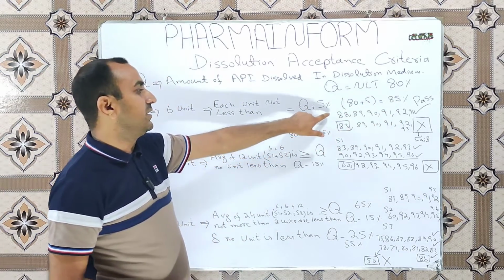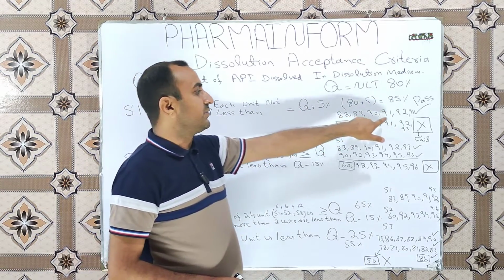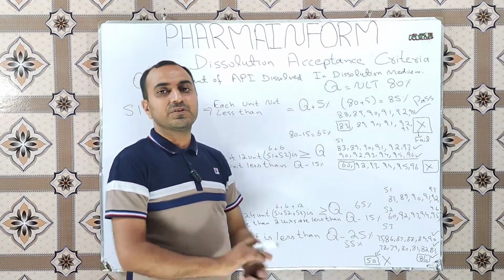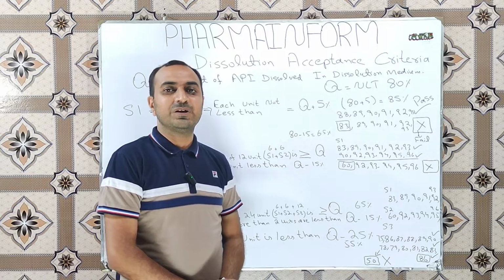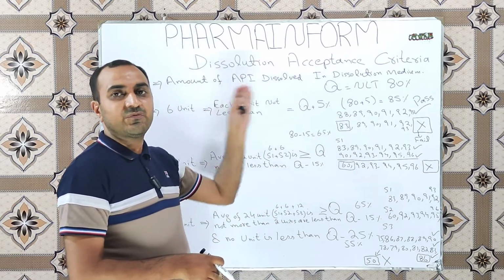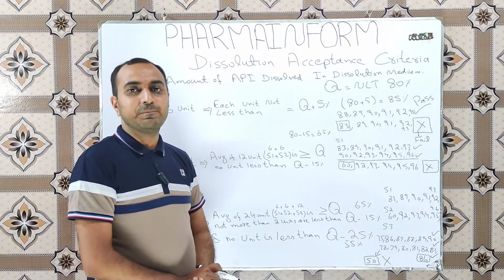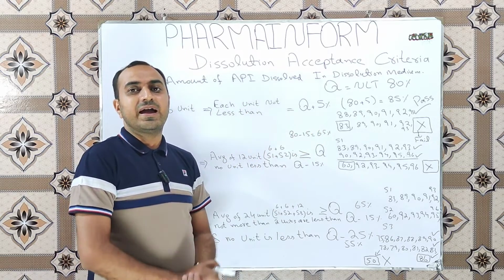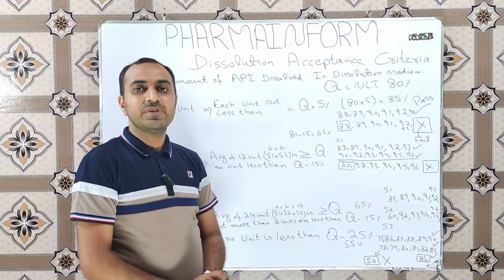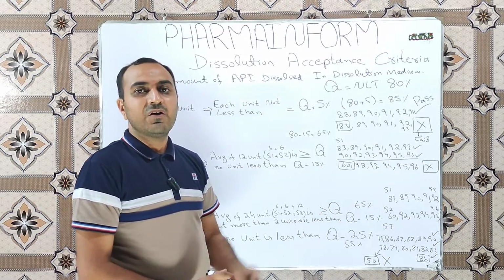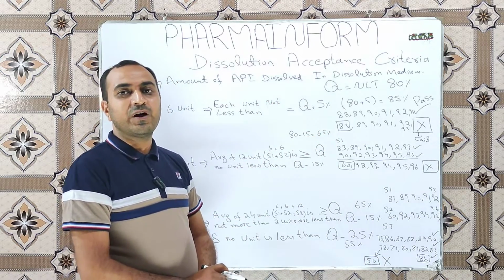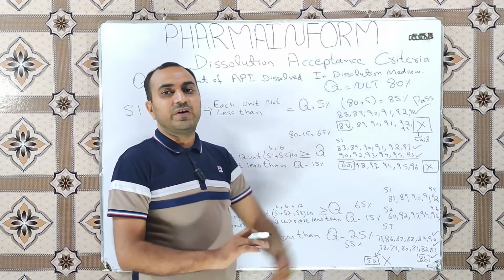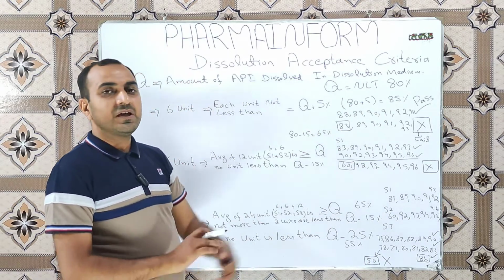So when we perform the dissolution, all our results of the 6 tablets are more than 85%. So our batch will be released at the S1 stage. Now this is a simple case, meaning all the tablets meet the criteria and the batch is released at the S1 stage.